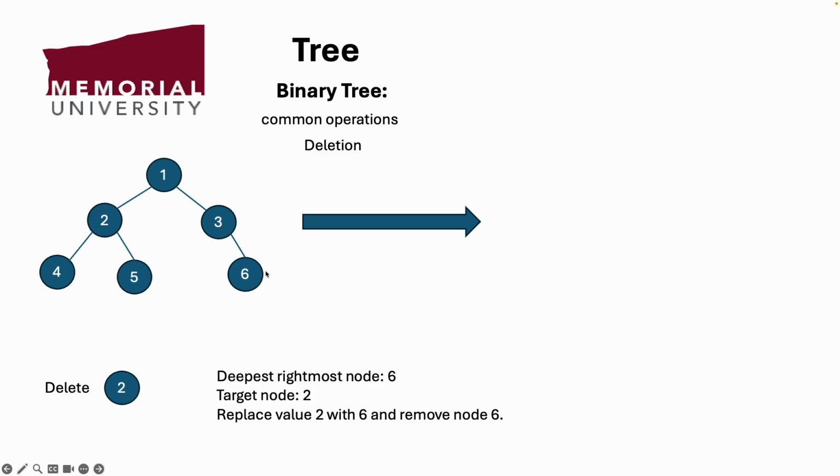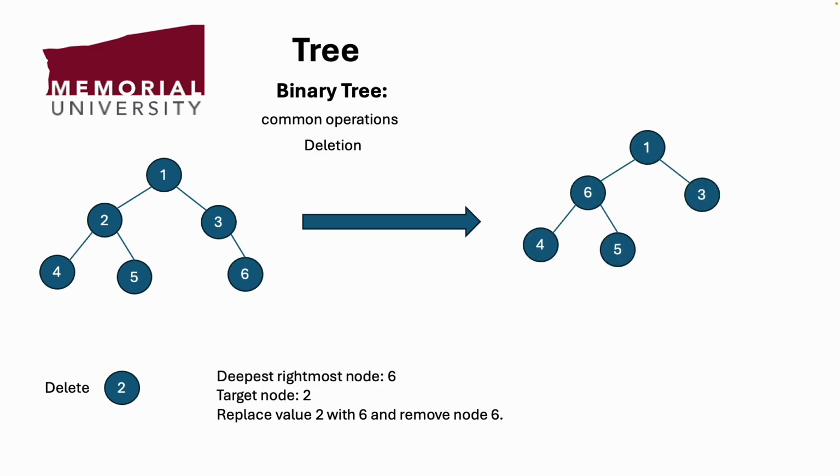After this process, we get this tree. The value of node 2 is replaced by the value of node 6, and then the deepest rightmost node is deleted. So this is the result of this deletion.